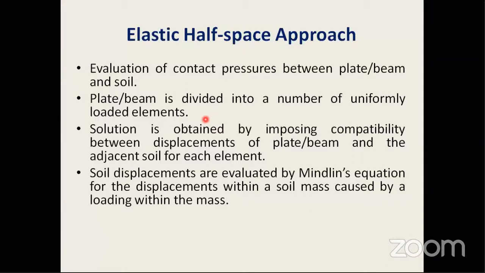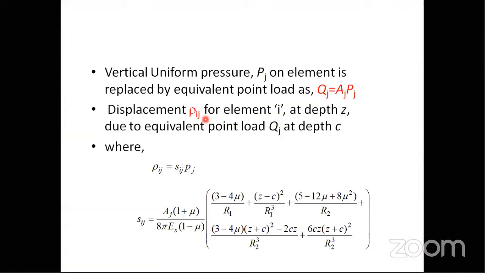its displacement due to a load Q. But in this case, the load will be our pressure P1 or P2 multiplied by the area of the element. Since these pressures are unknown to us, we calculate in terms of unknown pressure P1. So we are calculating the flexibility coefficients, or rather the flexibility matrix. If we have vertical uniform pressure Pj acting on the element, then the equivalent load will be the area of the element multiplied by Pj.